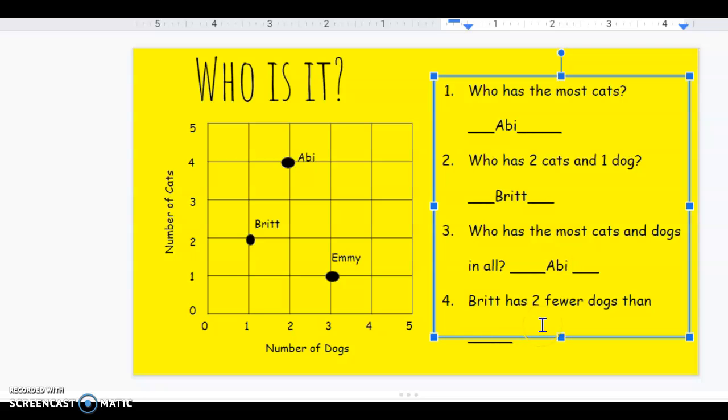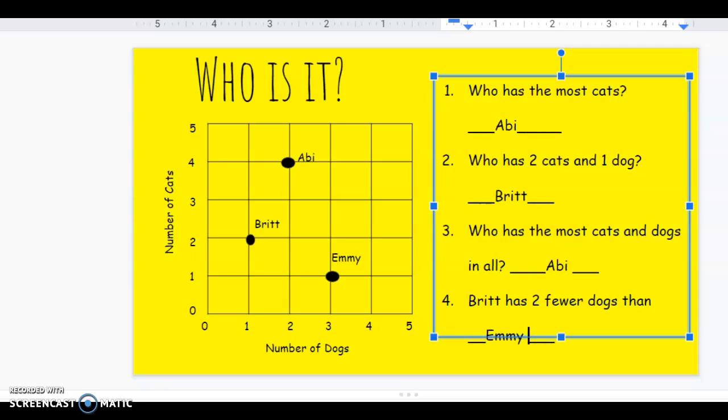Now, here is a subtraction question. Britt has 2 fewer dogs than... So let's look. We know Britt is right here. Does she have 2 fewer dogs than Abby? No, that would only be 1 because 2 minus 1 is 1. But look at Emmy. Emmy has 3 dogs, so 3 minus 1 is 2. So this would be Emmy.